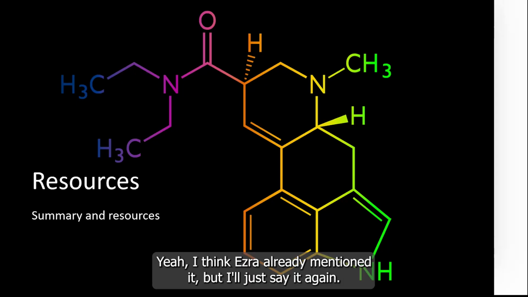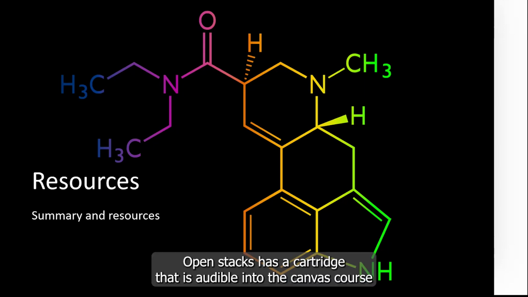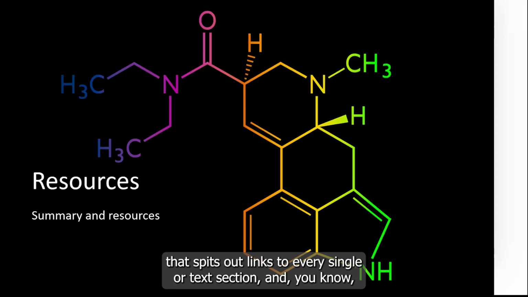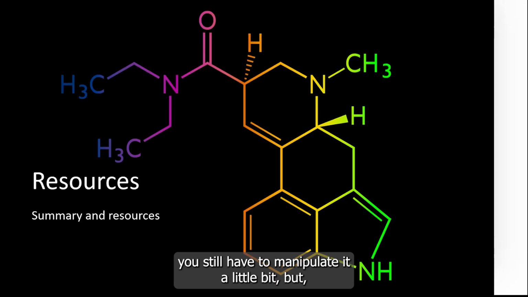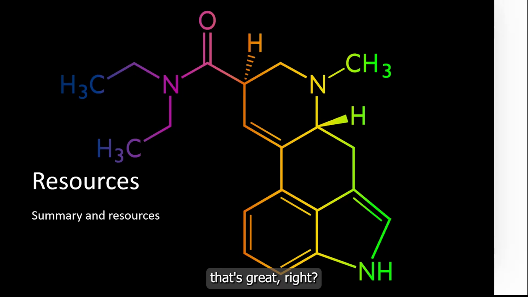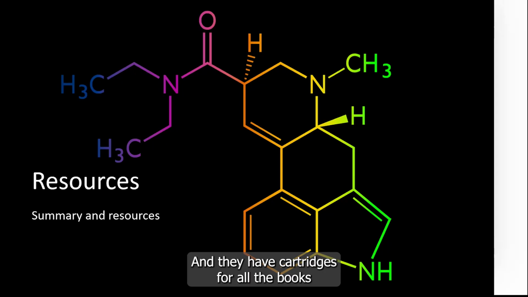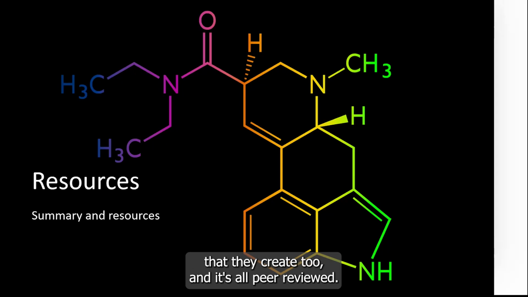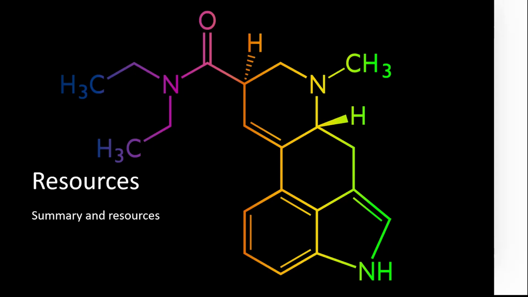I think Ezra already mentioned it, but I'll just say it again. OpenStax has a cartridge that is importable into the Canvas course that spits out links to every single OER text section. You still have to manipulate it a little bit, but that's great, right? Yeah, it's very convenient. And they have cartridges for all the books that they create too. And it's all peer reviewed.